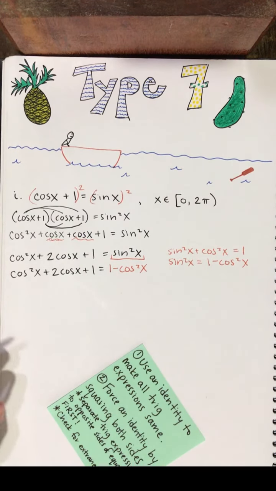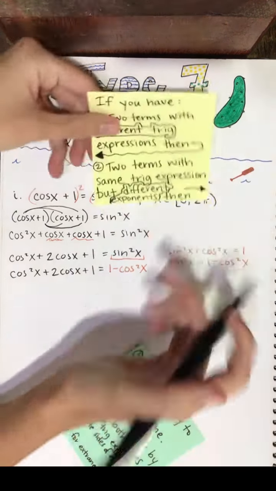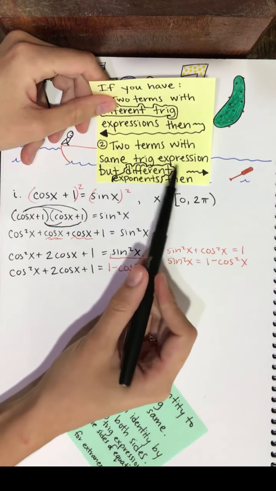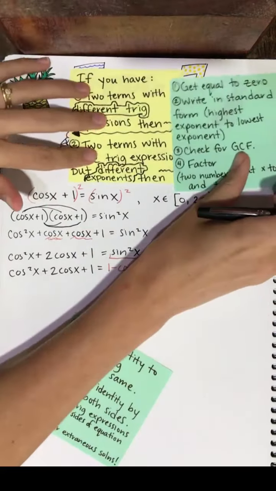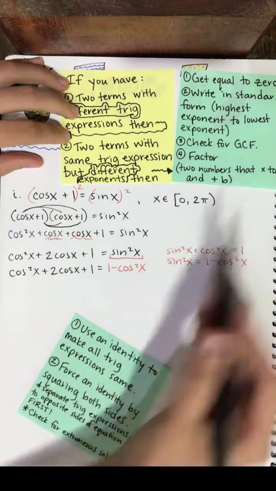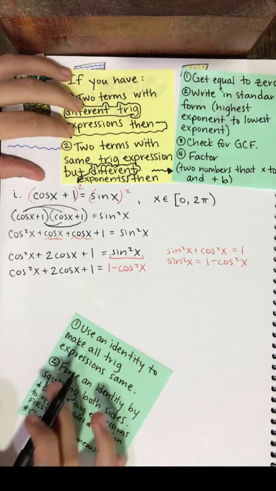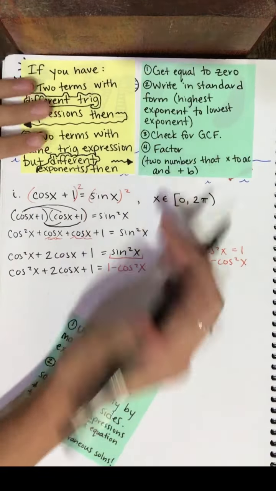Okay, now my answer to this question is that I just have the same trig expression but different exponents. So now I can follow this route. We're going to get it equal to 0. So I need to pass everything to be on the same side. We're going to get it equal to 0 is our first step.